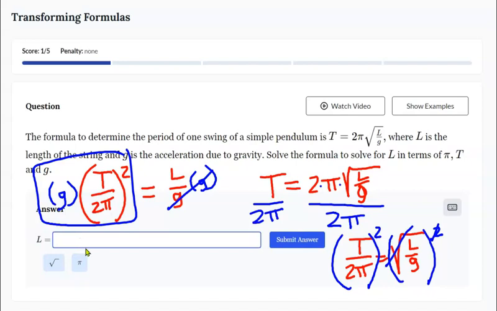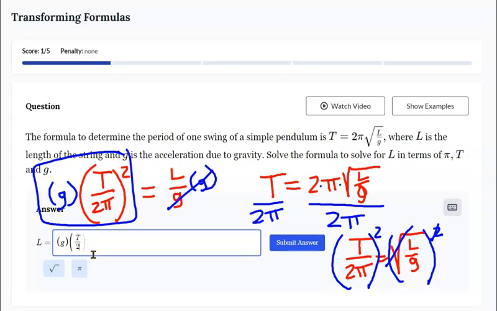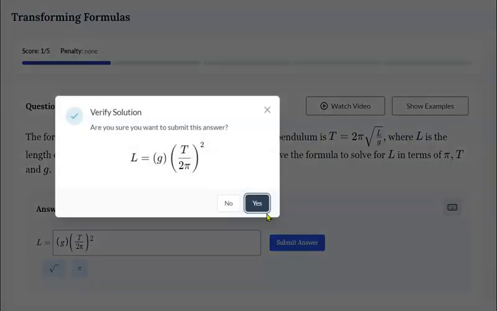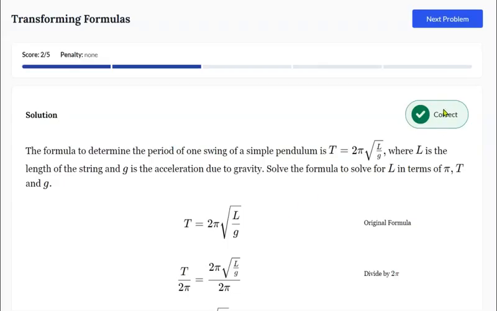So I'm going to type, you can even type all of these parentheses too. Parentheses G, parentheses, capital T, fraction bar, 2, and then I'm going to click this button pi. And then to get that power, I have to press Shift 6. And now I can try submitting my answer. Woohoo! That was a tough one.